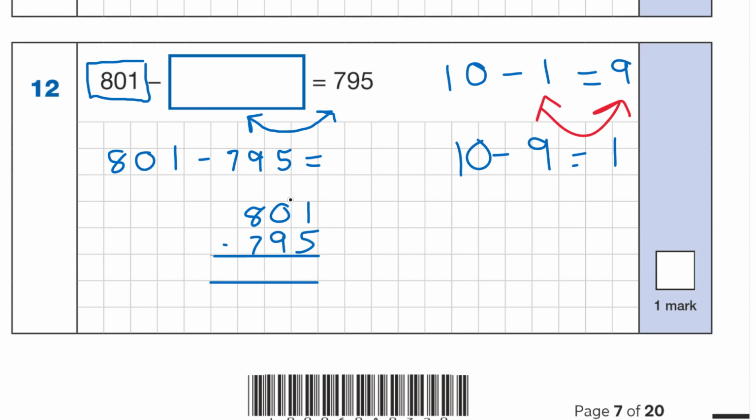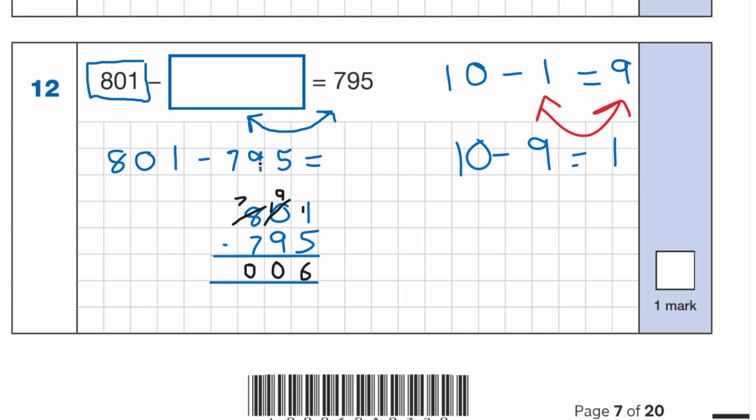So 1 take away 5 I can't do. I can't take anything from the 0 yet, so that's a 7, that's a 10, that then gets crossed out, that becomes a 9. 11 take away 5 is 6, 9 take away 9 is 0, and 7 take away 0 is 0. That took me so much longer, didn't it, than just counting up from 795 to 801.